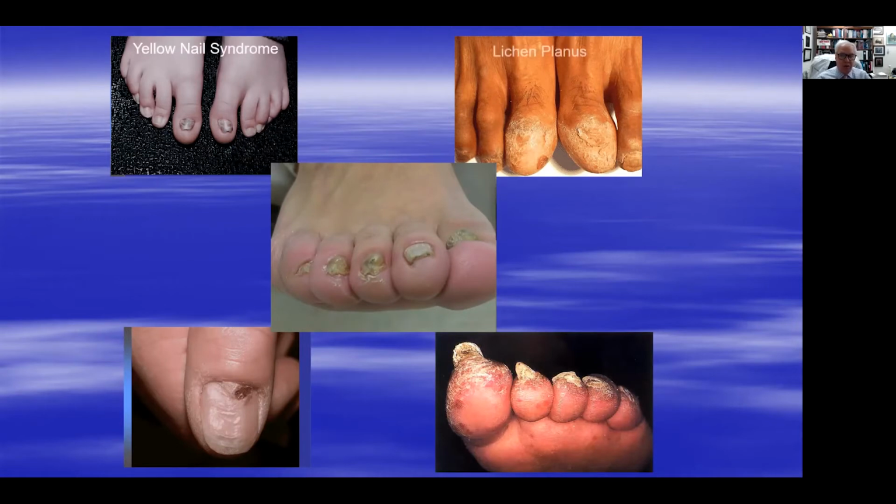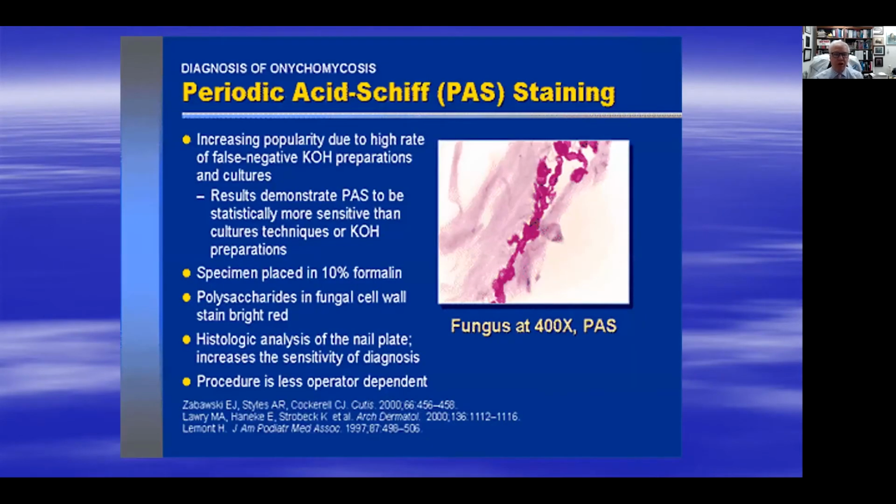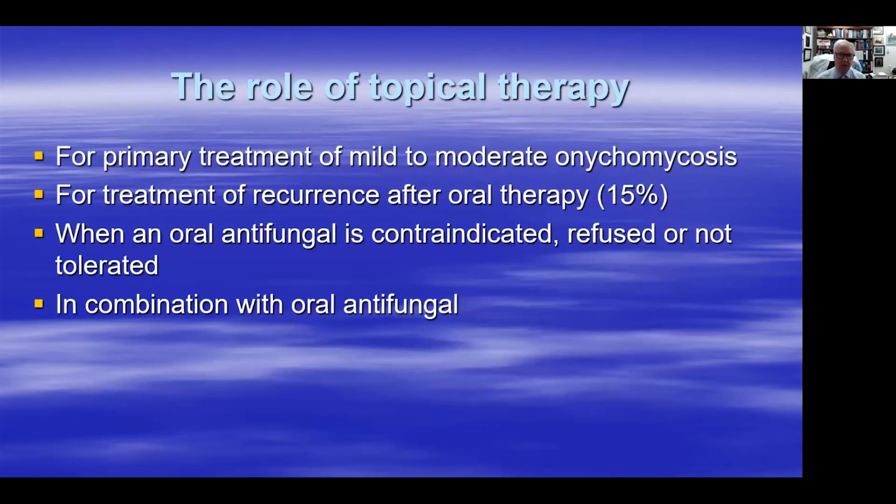Things like yellow nail syndrome, lichen planus, a dermatologic condition, eczema, keratoderma blennorrhagicum, or onychomycosis can all have similar-appearing presentations. And of course, unless you confirm it by histopathology, we don't start them on oral medications. The most common one would be the PAS stain. You just get a sample, send it out, and look for the presence of hyphae in it.